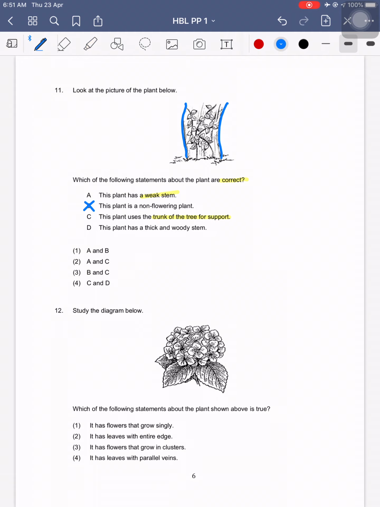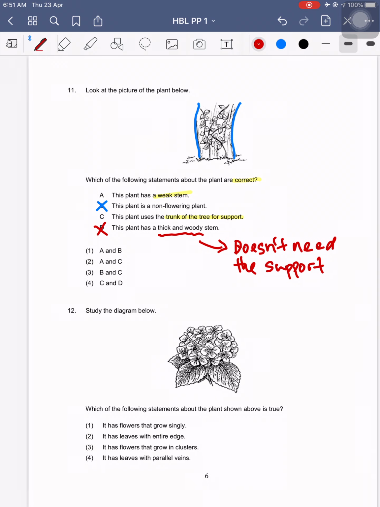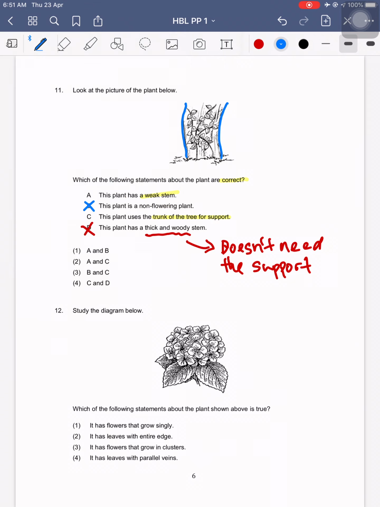Statement D, this plant has a thick and woody stem. Now, if it's a thick and woody stem, it means it doesn't need the support of the big tree behind it, the big trunk. So this shouldn't be correct, because we see that it needs a support. So the answer will be A and C. A and C will be option 2. Alright.